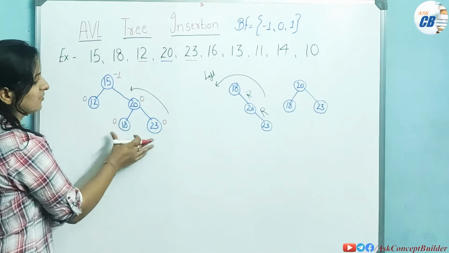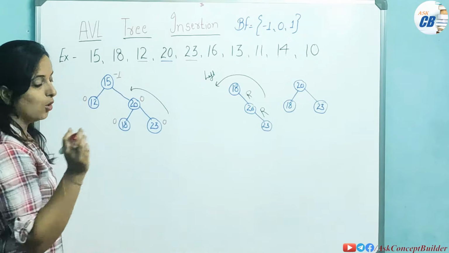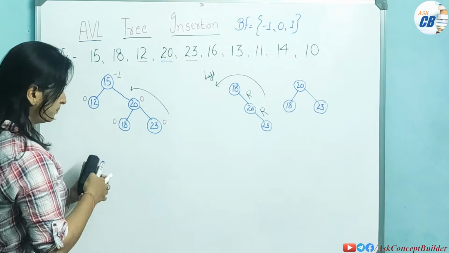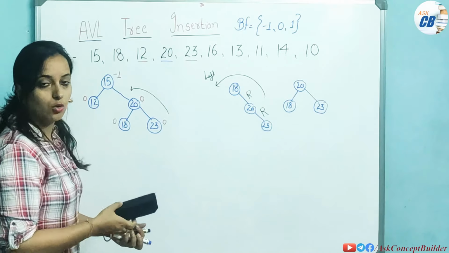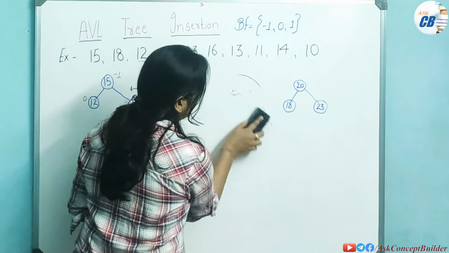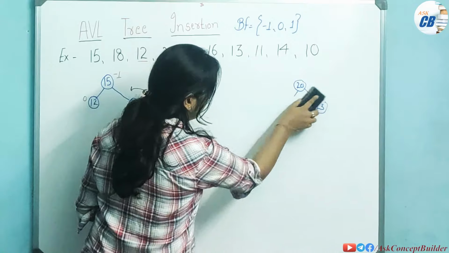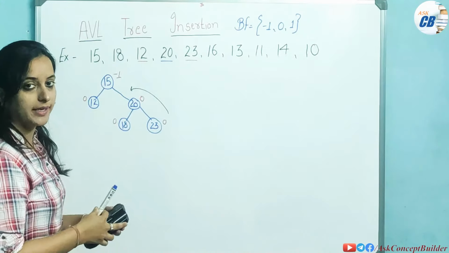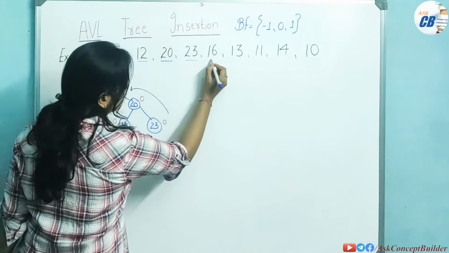Now you can see the balance factors are within our range, so our tree is balanced now. In this way you do the rotation at the step where your tree got unbalanced. Fine. Now again our tree is balanced. Now we can insert our next node here.